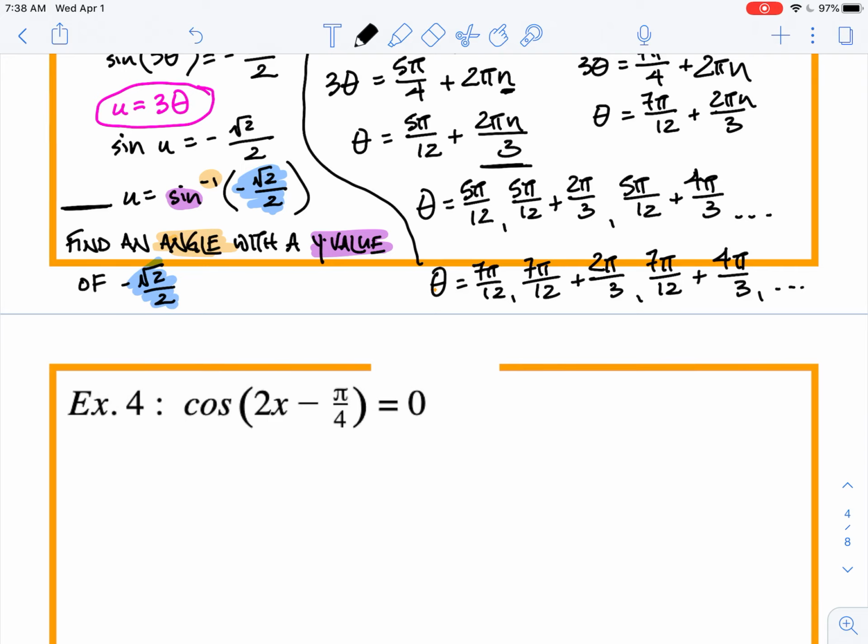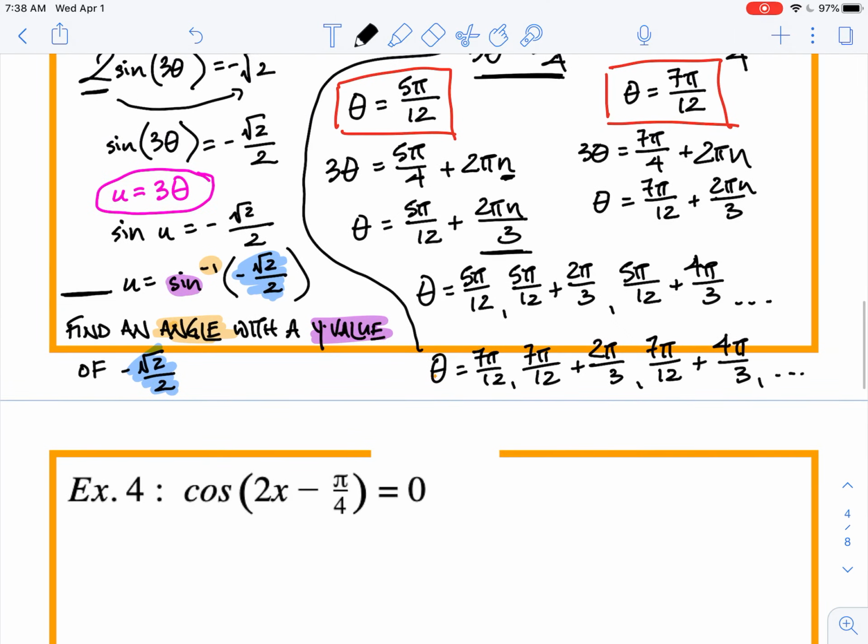All right, folks, we're going to move on with 6.2, Part 2. And we're going to take a look at about 3 or 4 more examples and hopefully try out a few new cases, okay? So we'll take a look at example 4. We have cosine of 2x minus pi over 4 equals 0.